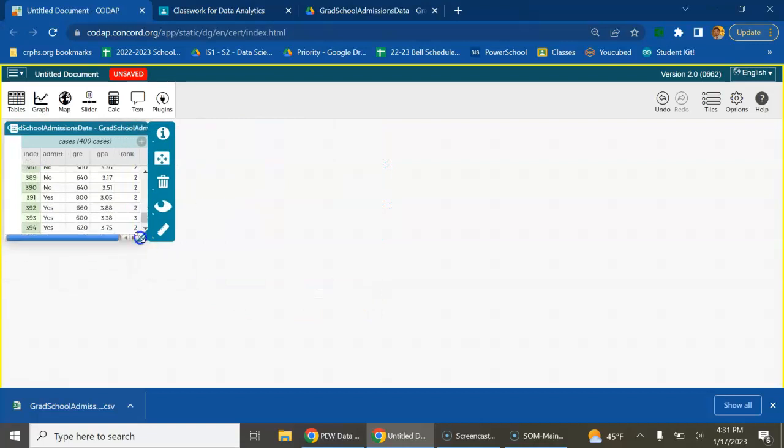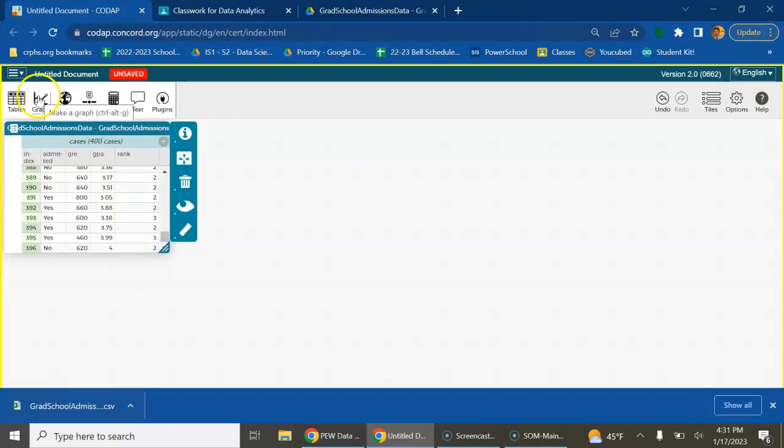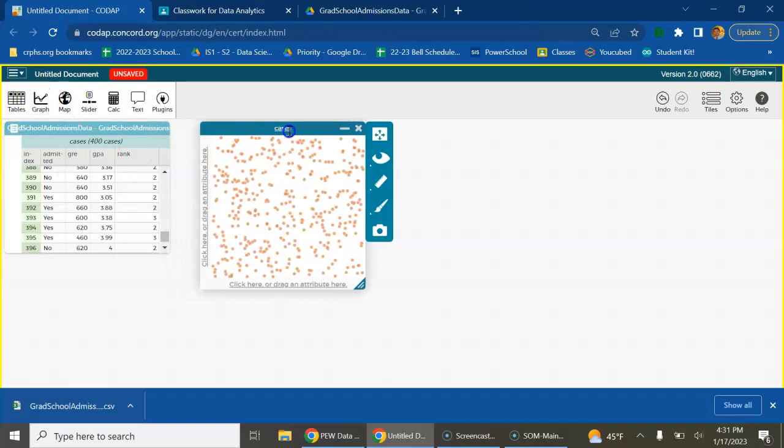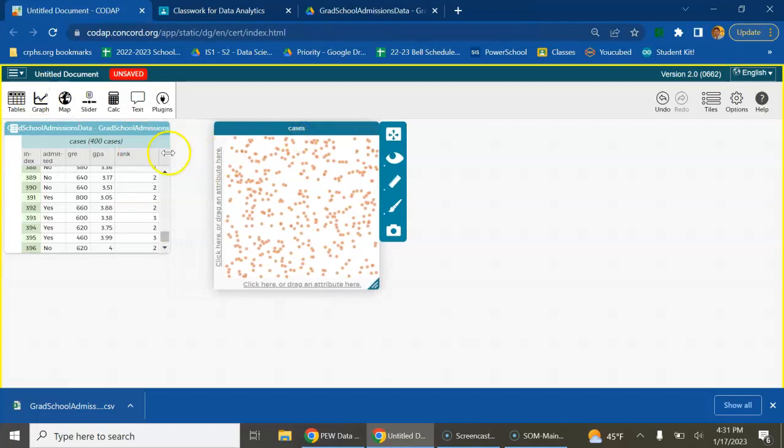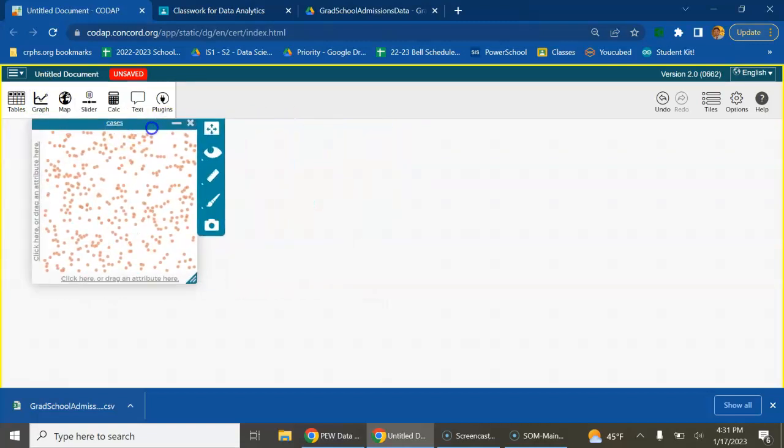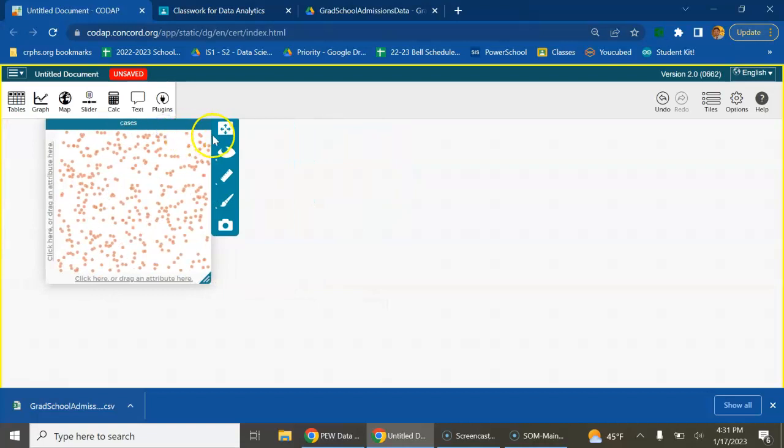If it's not up there, you can put the table there. We actually don't need this table. What we need is a graph. So if you pull up that graph, this is what we're actually going to use to do the analysis. So you can close out that data. All you need is this graph here.